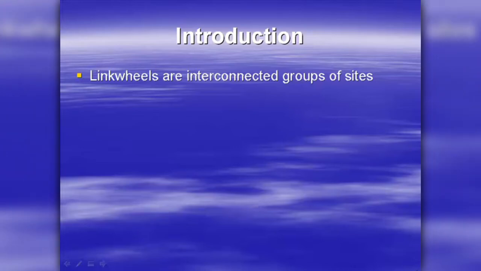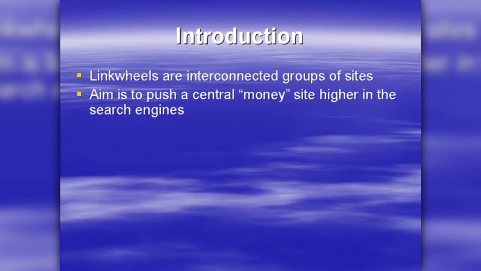So let's talk about link wheels. Well, what are they? Link wheels are basically interconnected groups of sites. They're a set of Web 2.0 properties that link to each other and push a central money site higher in the search engines. So basically you can think of it like a wheel. Each spoke of the wheel is a link from an external site. In the middle of the wheel is what we call your money site.